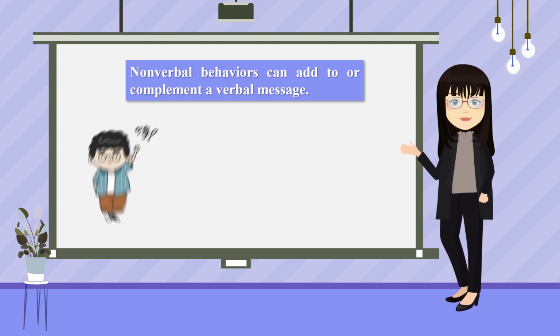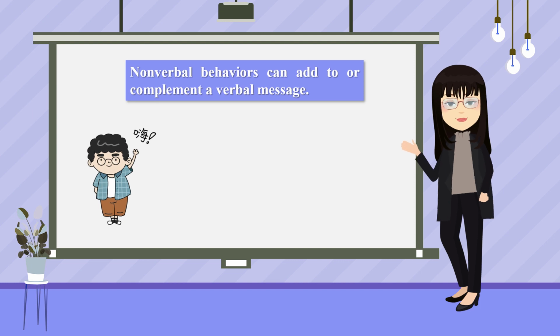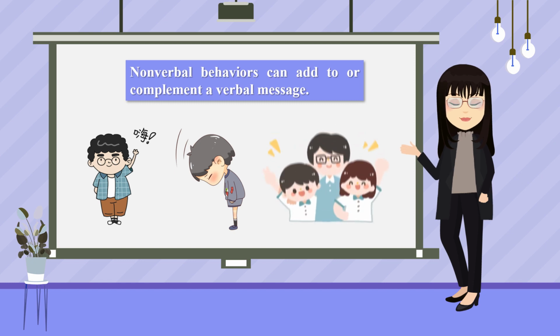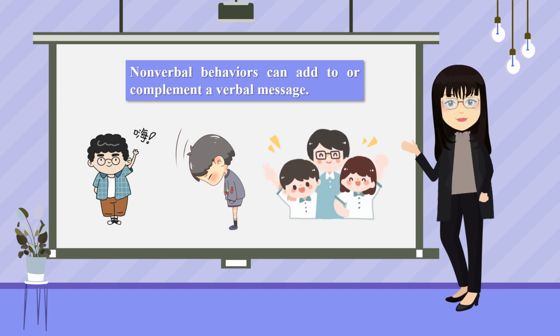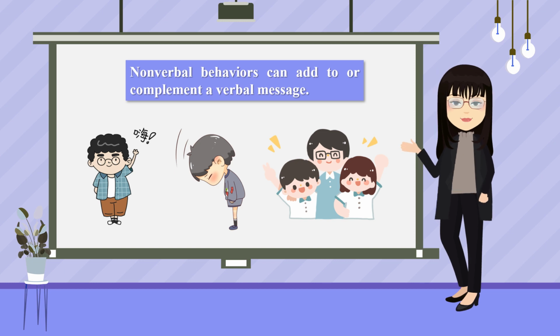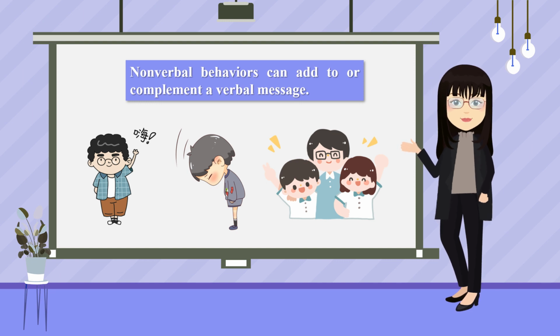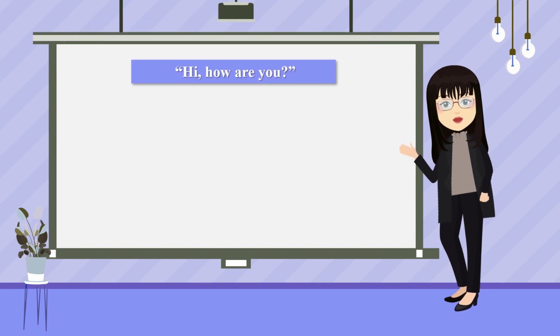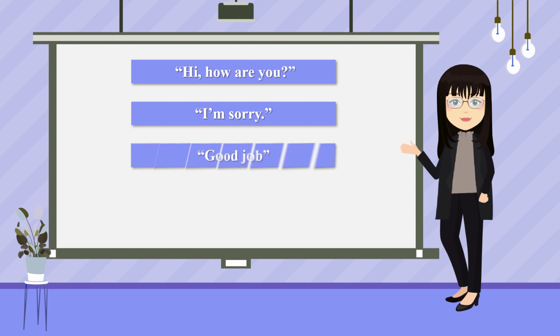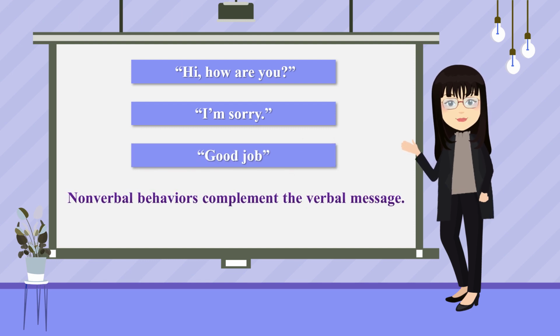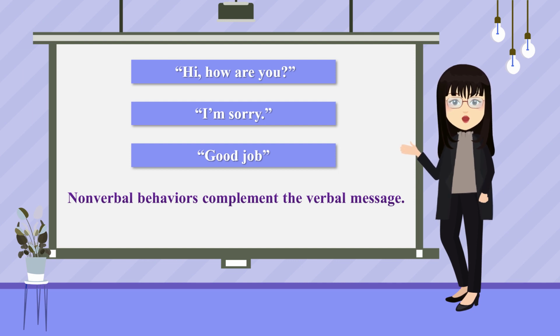For example, smile and say, "Hi, how are you?" Bow and say, "I'm sorry." Pat one's shoulder and say, "Good job." Here, smiling, bowing, and patting may have different meanings when used in different situations. However, when they are used together with "Hi, how are you?", "I'm sorry," and "Good job," they are given the specific meaning, that is, to complement the verbal message.